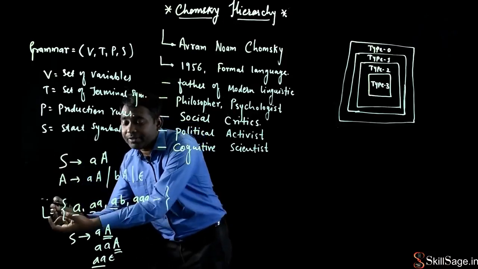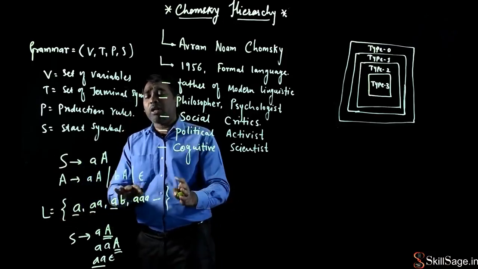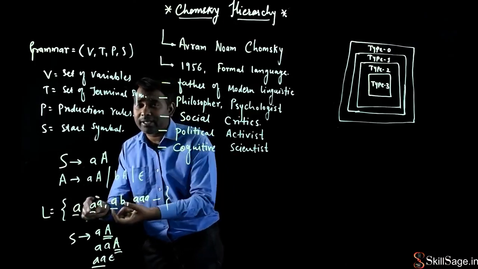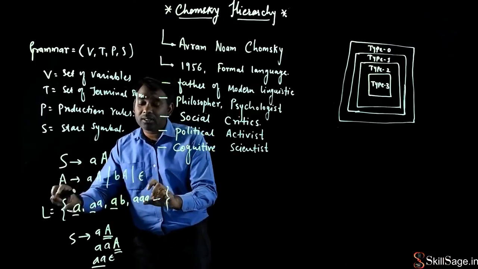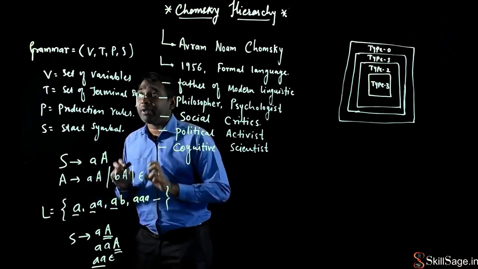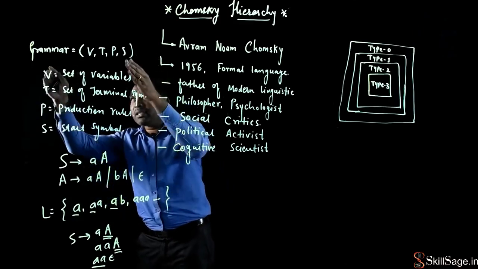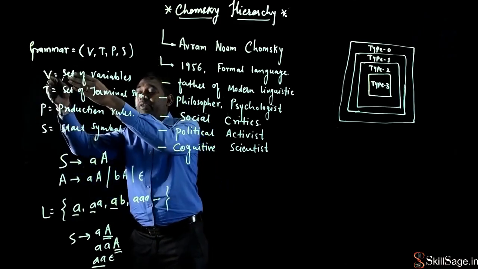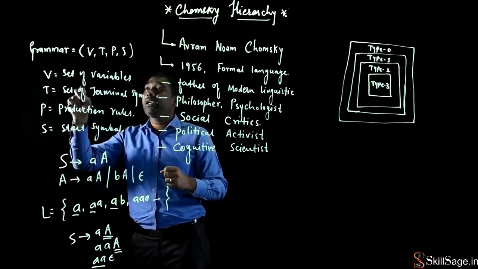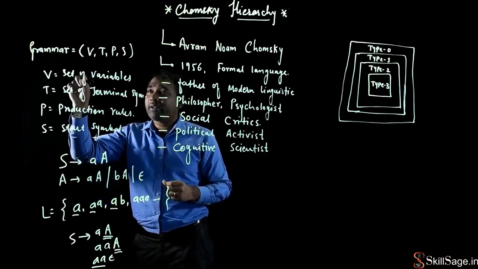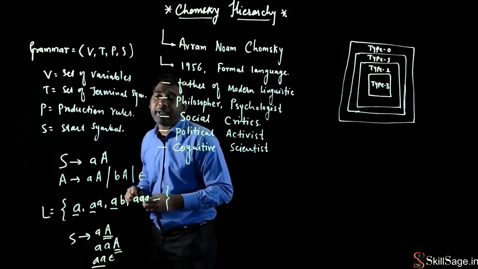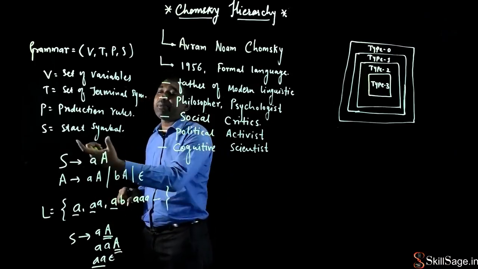From this grammar I have generated a few strings, and all are valid strings, and this is called a language, the formal language for this given grammar. So for this particular grammar, what are my terminal symbols, what are my variables here, what are my production rules, and what is my start symbol?